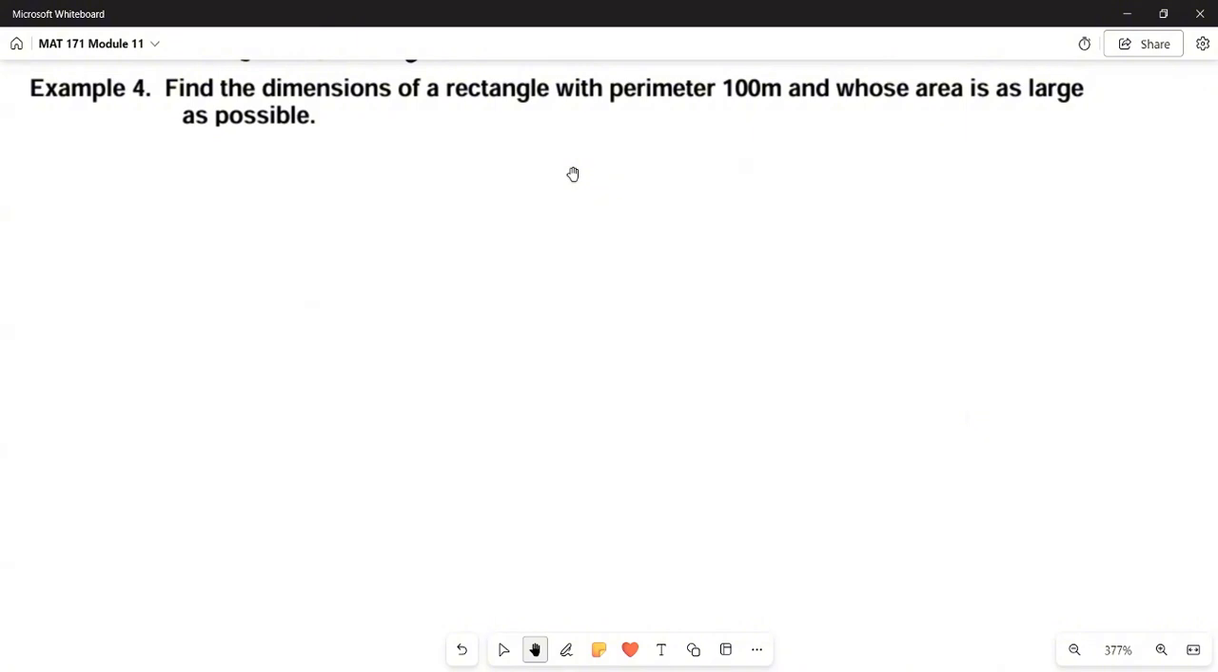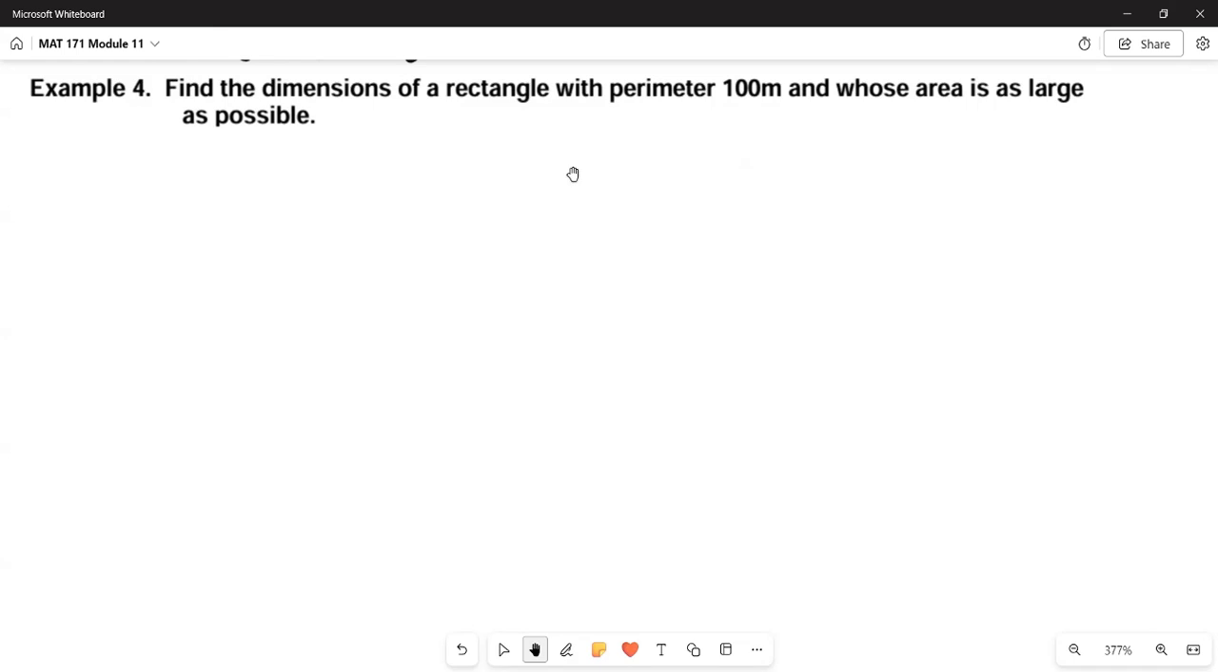So, we also have here example number 4. So, para mas magets natin yung paggamit ng steps kanina sa kung paano mag-solve ng maximum and minimum problems, no? Let's have this example 4. Find the dimensions of a rectangle with perimeter 100 meters and whose area is as large as possible.